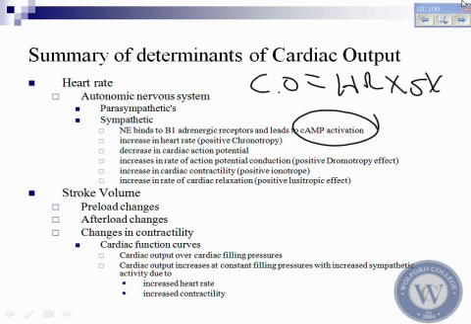Okay? When you bind to beta-1 receptors, you increase the velocity of heart rate, so chronotropy is increased, so you have a positive chronotropic effect. You see a decrease in cardiac action potential. You see an increase in the rate of action potential conduction, so you have a positive dromotropy effect. You see also a positive inotropy effect, which means that contractility is increased. Then you see what's called a positive lusotropic effect, which is the relaxation of the heart is improved. So all these effects are good things. Okay? And that's all your beta-1 activation.